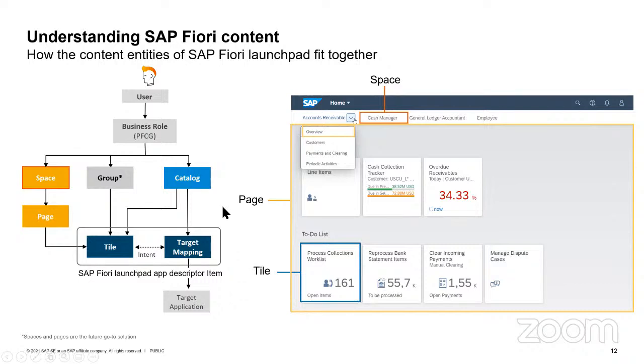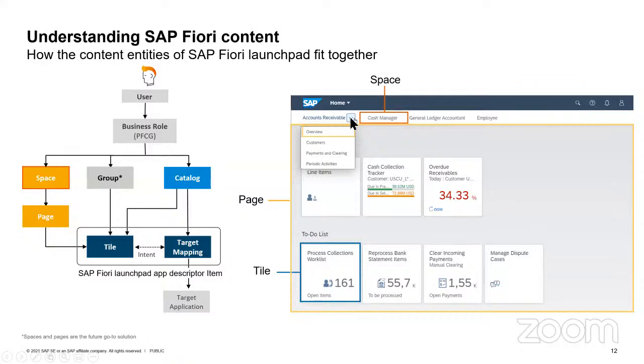Then we have the catalog. The catalog bundles the tile and target mapping, or the app descriptor items, in a container, which is then assigned to the business role. And finally, we have structuring elements. So in the past, we had these groups. Now we have the new spaces and pages concepts to structure the homepage. And here on the top level, you see a space, for example, cash manager or accounts receivable. Below a space, you have one or several pages.